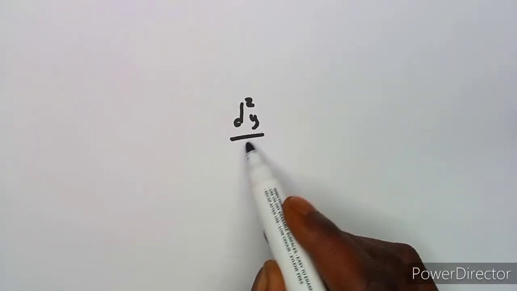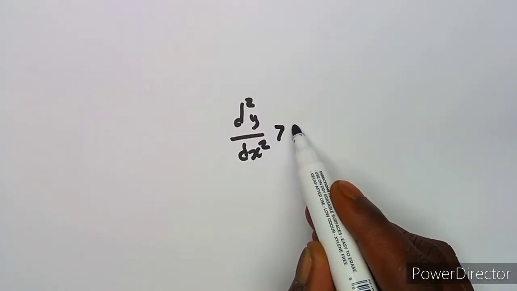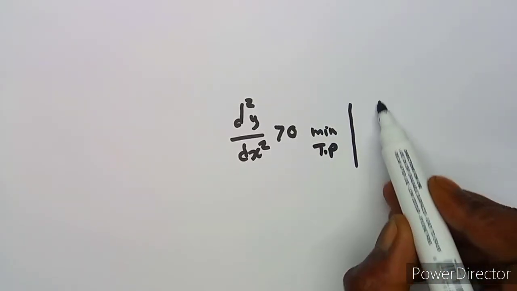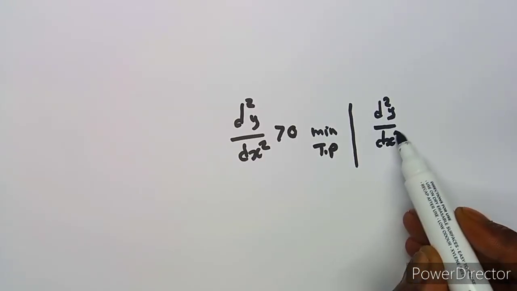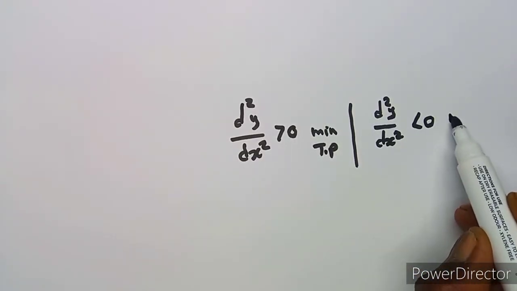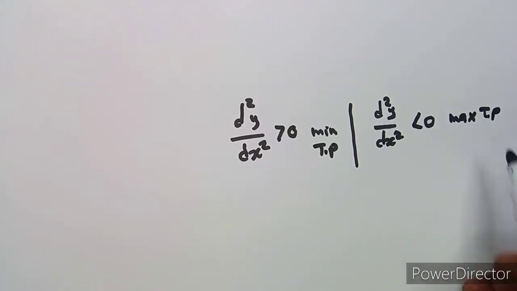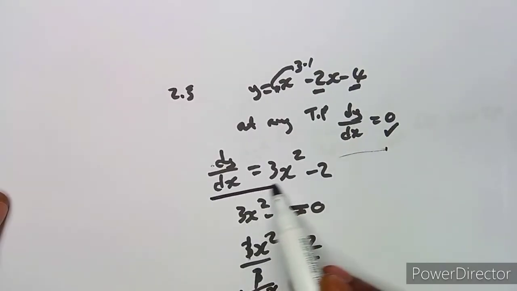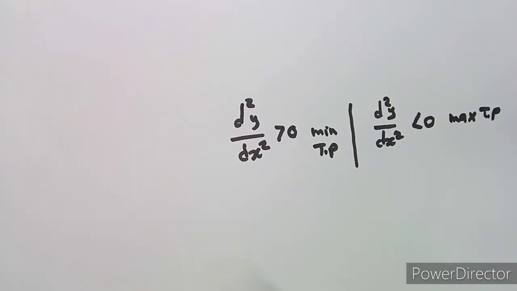Okay, this is it. When the second derivative is greater than 0, it means that point is a minimum turning point. But when our second derivative with respect to x is less than 0, it means that point is a maximum turning point. That is how you apply your second derivative. So all you need is to continue from the first derivative that we had here. Remember, this was our first derivative dy/dx, which was 3x squared minus 2. So that is where we are going to continue from.